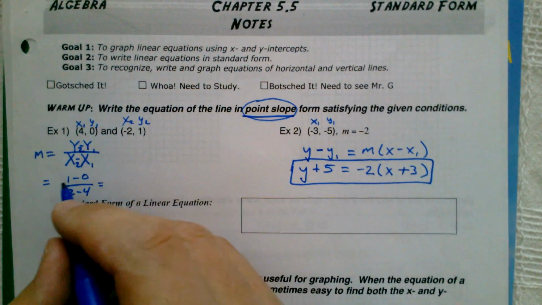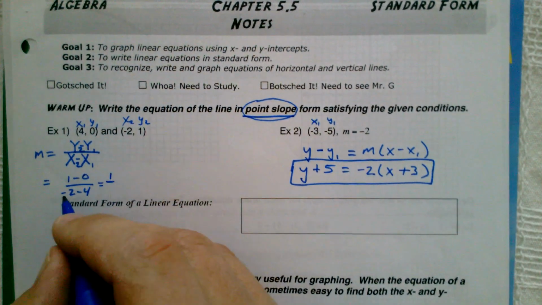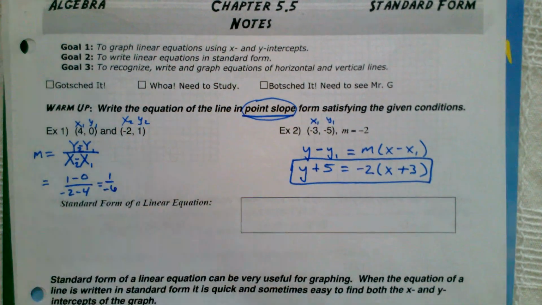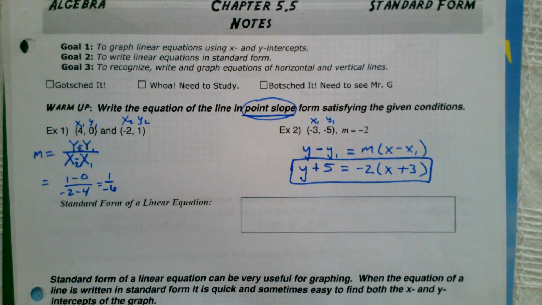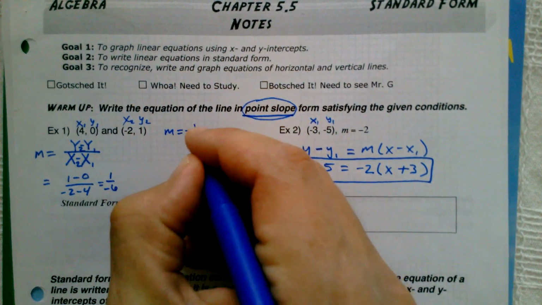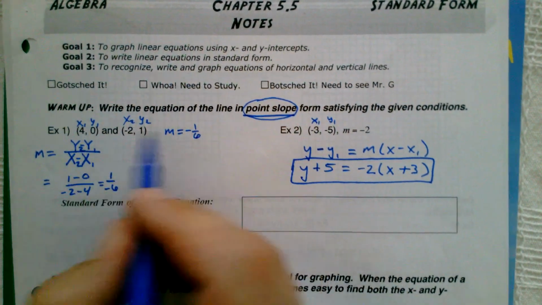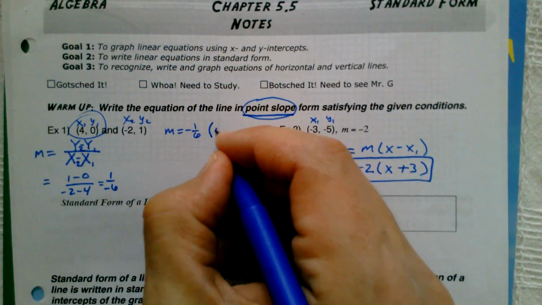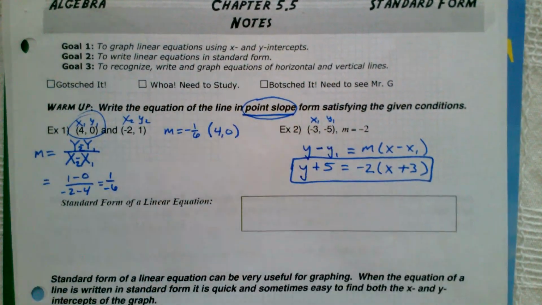We do a little simplifying. 1 minus 0 is 1. If you owe me $2 and borrow $4, now you owe me $6. And there's my slope. So now I have a point and I have my slope. Now you can use any point you want up here. I'll probably 99% of the time use the first point.